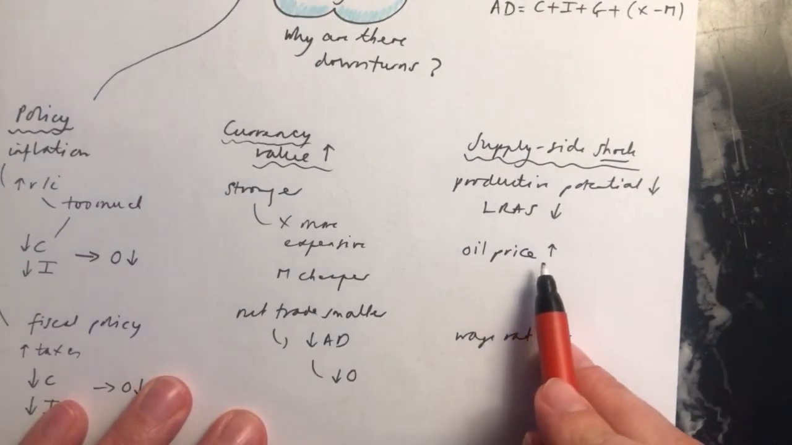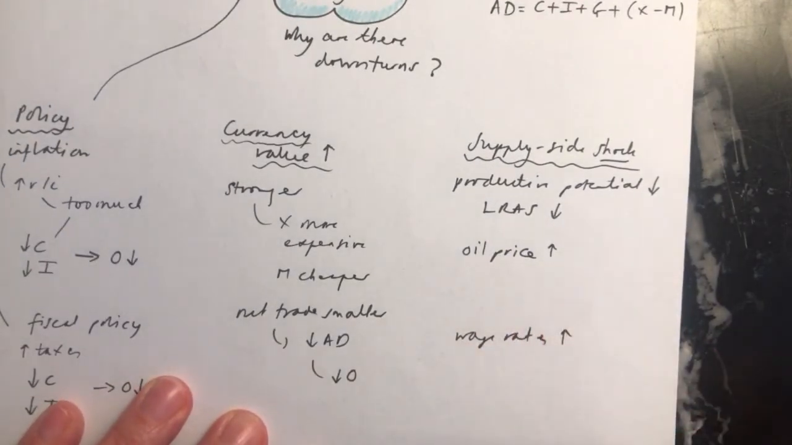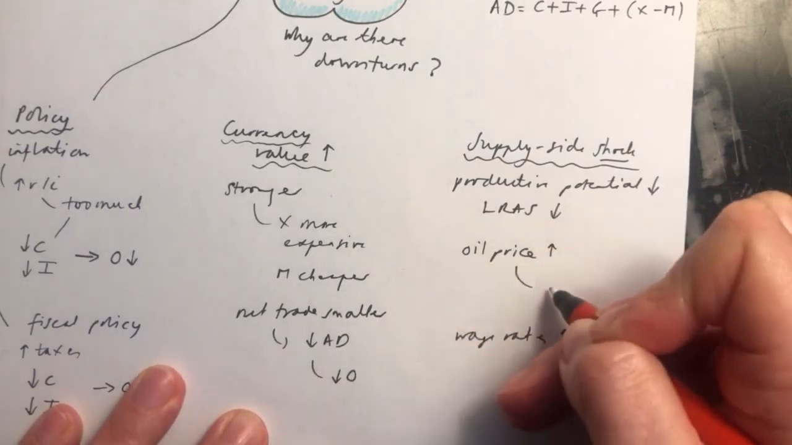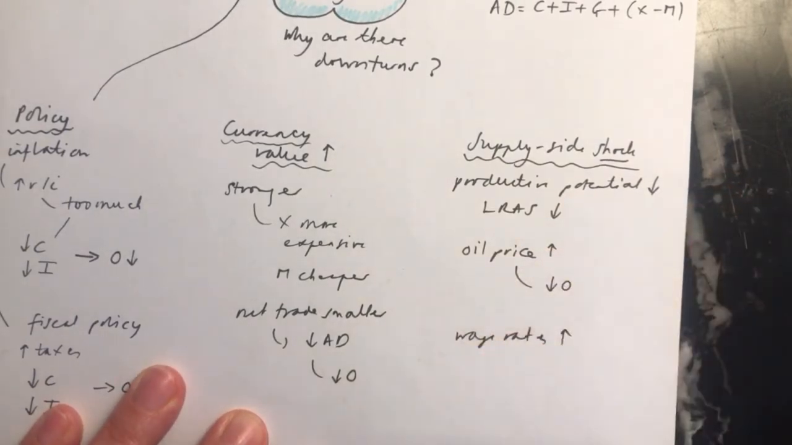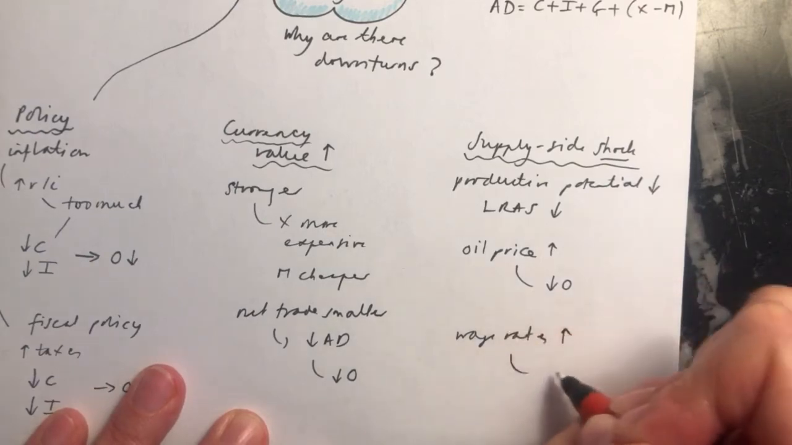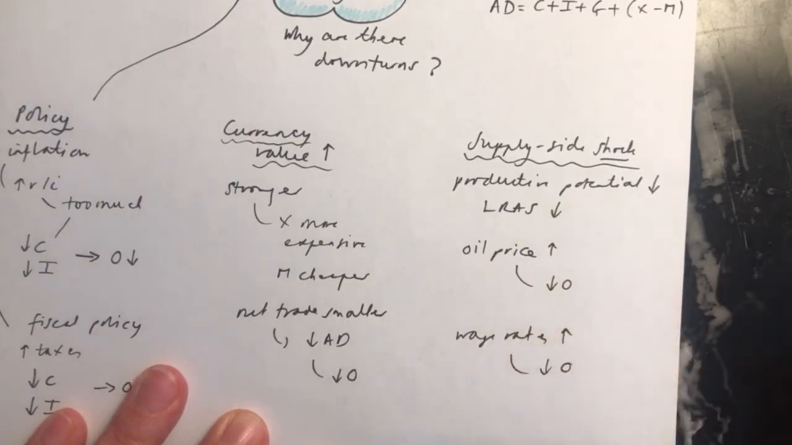If the oil price goes up, that means that firms can't produce as much as they could before, ceteris paribus. So this would mean that you'll have a decrease in your output. If wage rates go up, firms can't afford to employ as many people, and they're not able to produce as much. Again, you have a decrease in output.